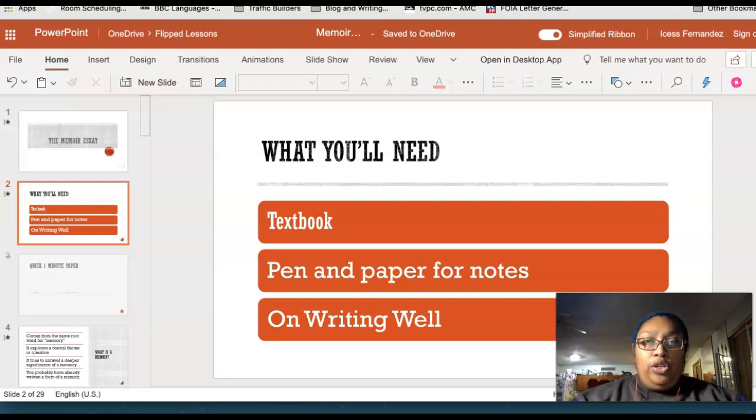What I'm going to go into in this lesson is the structure of it and some helpful tips that will help you get into it. Of course, you will need pen and paper for notes. You won't need On Writing Well since you don't need it for this class, but On Writing Well is a very great book if you want to learn more about writing and doing it really well.